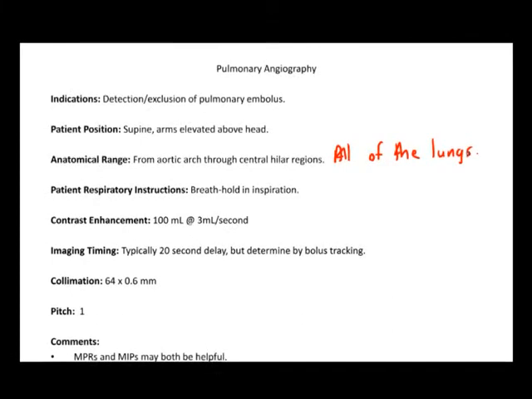The contrast enhancement is going to be 120 milliliters at 3 milliliters per second. And notice we're still utilizing the bolus tracking software. I want to add that if you want to combine the abdominal aortography and the thoracic aortography, which we've just previously seen, you can pretty much combine both scans. 64 by 0.6 and pitch is going to be 1. With a 64 slice machine, coverage of thoracic and abdominal aorta in one sweep with a single breath hold is easily achieved.